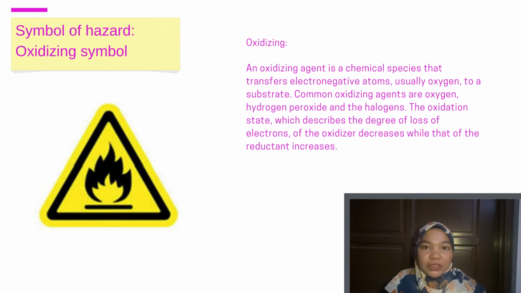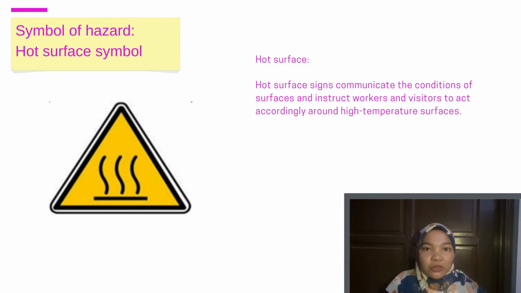I will explain the description of the safety and hazard symbols. The first symbol is oxidizing. An oxidizing agent is a chemical species that transfers electronegative atoms, usually oxygen, to a substrate. Common oxidizing agents are oxygen, hydrogen peroxide, and the halogens. The oxidation state, which describes the degree of loss of electrons, of the oxidizer decreases while that of the reductant increases.